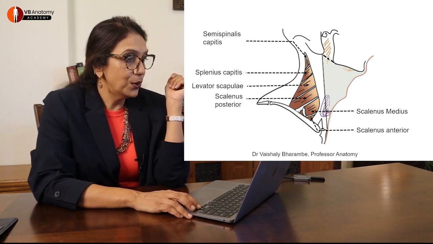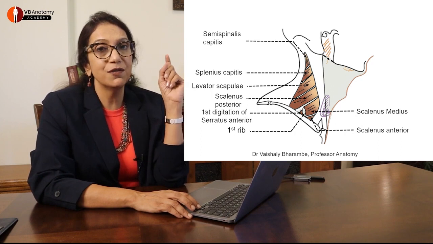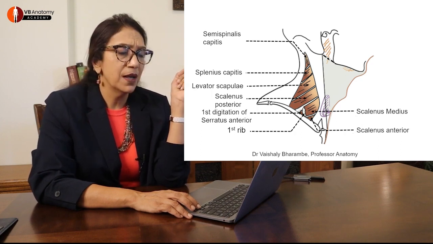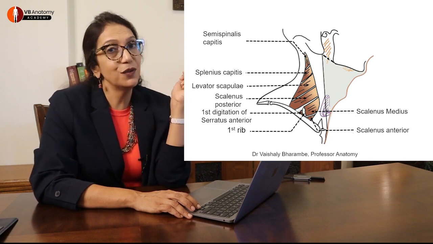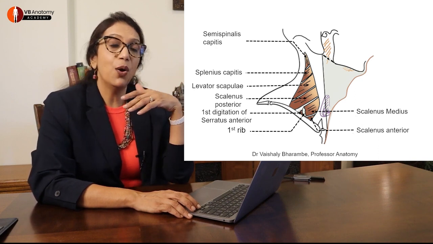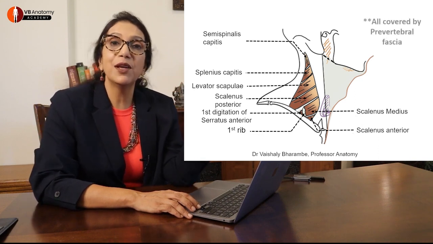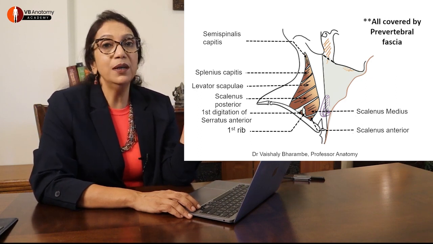In the lower angle, you can see the first rib and you can see the first digitation of serratus anterior. I think you've got it to some extent, but you would get it way better if you drew with me. So before we go there, all these muscles are covered by a layer of prevertebral fascia. Okay. Now let's go to the initial diagram that you have drawn, where you've drawn the boundaries of posterior triangle.